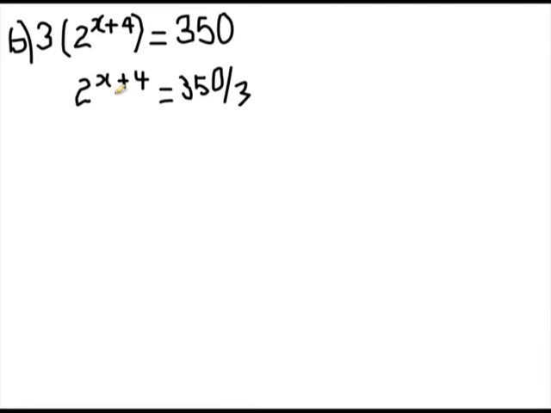Now understand, we want to get rid of the base 2 in order to have only x plus 4, because we want to solve the equation. Remember, you're going to use log base 2 of both sides, because you want to get rid of this base. So log base 2 of 2 to the power of x plus 4 equal 350 over 3. Excuse me, log of both sides. So we have to compute log of both sides. Log to the left, log to the right.